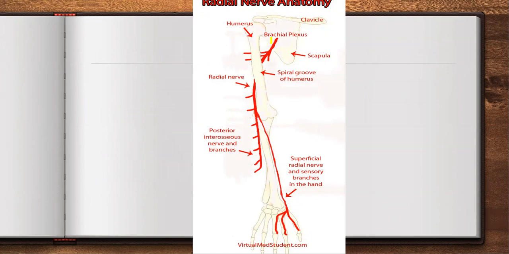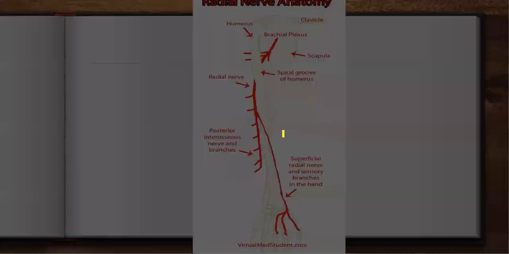Your radial nerve, if you see, it starts from your brachial plexus and then at the axilla. From here, it passes through the spiral groove of humerus and then turns from the back to the front, okay, and divides into two branches. One branch is called posterior interosseous nerve, another called superficial radial nerve. So we have got superficial radial nerve, which gives supply mainly sensory branches. And we have got posterior interosseous nerve as well. So this is the anatomy of radial nerve.